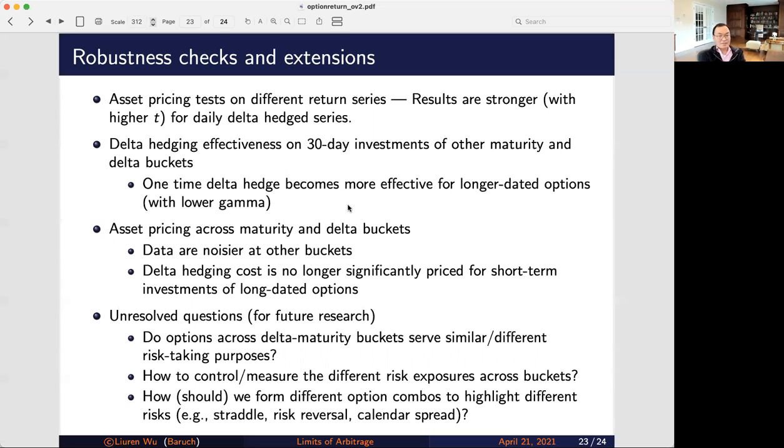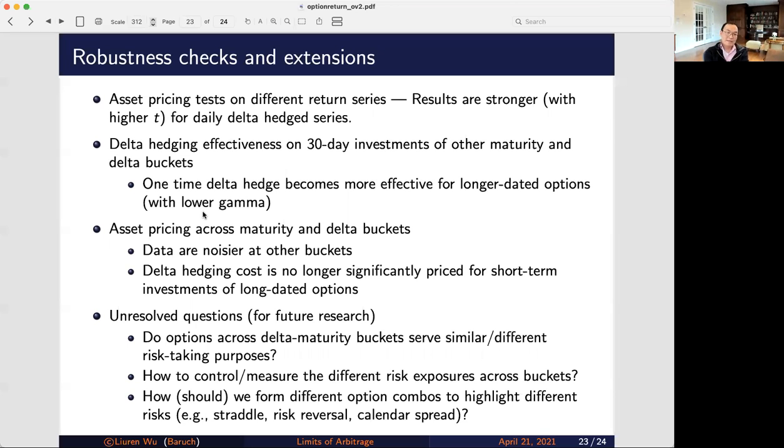They're noisier, but the hedging effectiveness actually increases at longer maturity because the delta doesn't vary as much. So one-time data hedge becomes effective even more. At a one-year maturity, just hedge it once, you can reduce 90% of the variance. So for asset pricing, because of these effects, the hedging cost effect is smaller for longer dated options, but the volatility and the jump risk, their pricing is still there.